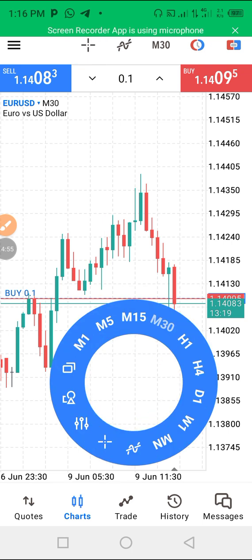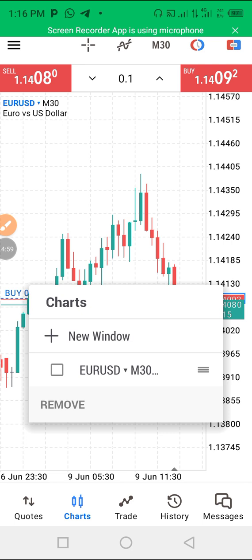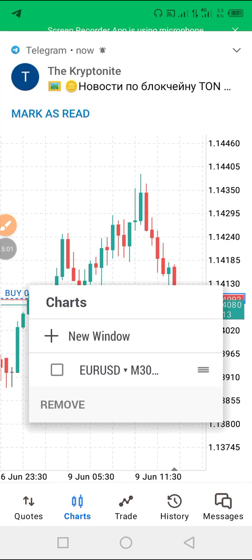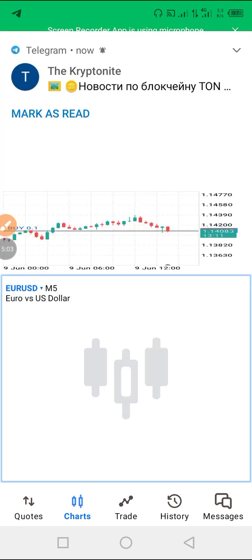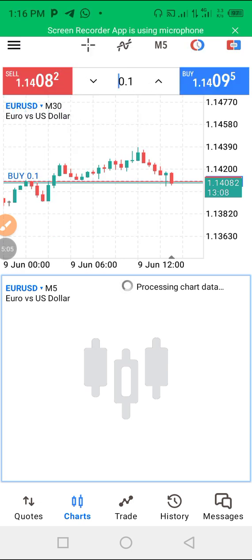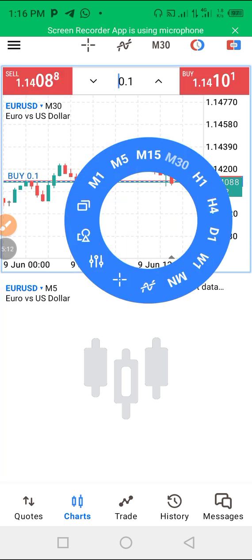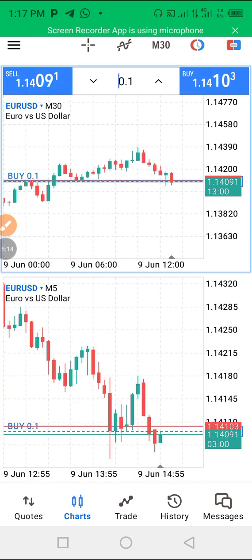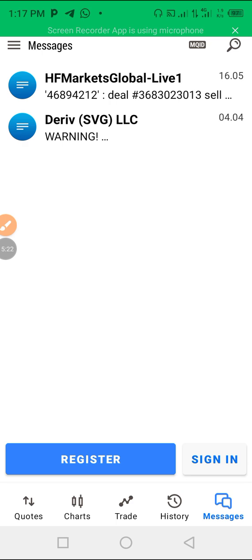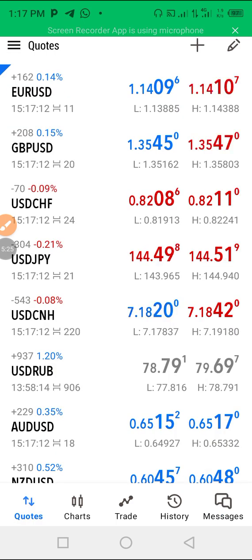Then there is this one called new window. When you tap on it, it's asking you to open a new window. New window means once you tap on this plus sign, it will open the chart in a smaller window. Look at the way it is now. Can you see it? It has opened another chart. If you want to have two charts on the same instrument, you just put it like that. Sorry about that. Let me go back.